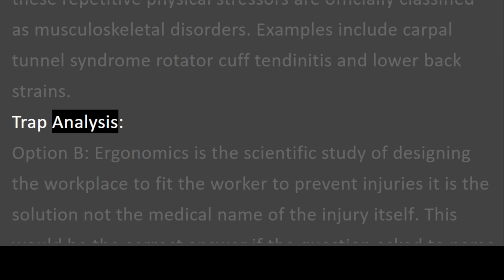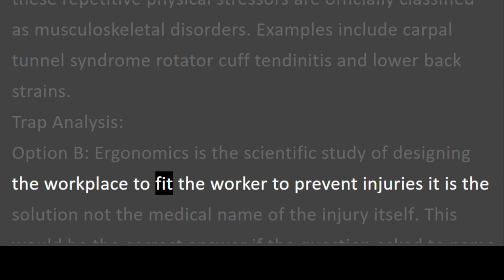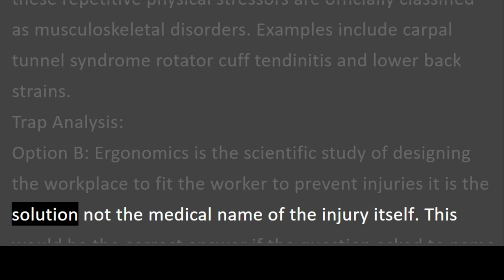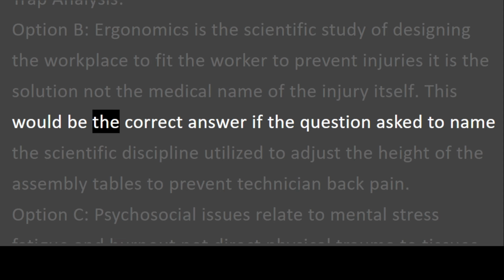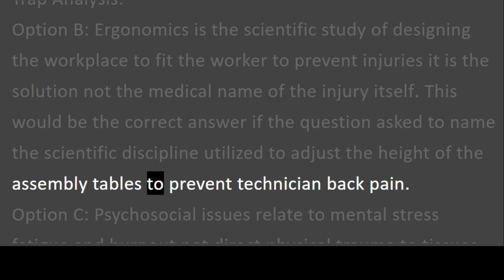Trap analysis. Option B. Ergonomics is the scientific study of designing the workplace to fit the worker to prevent injuries. It is the solution, not the medical name of the injury itself. This would be the correct answer if the question asked to name the scientific discipline utilized to adjust the height of the assembly tables to prevent technician back pain.